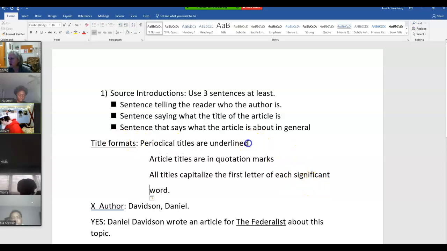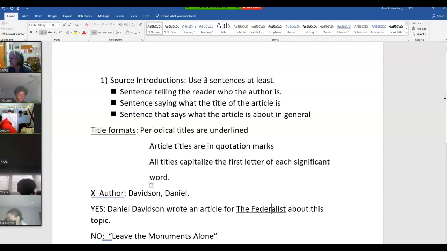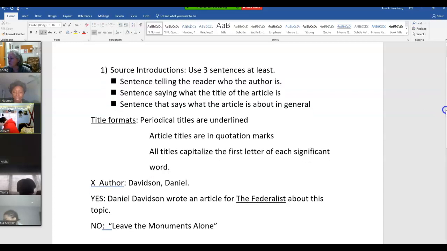Periodical titles are underlined. So the Federalist is underlined, the Atlantic is underlined, the Washington Post is underlined, CNN Wire is underlined. The Harvard Gazette is underlined. Those are all underlined. The place that it came from is underlined. Article titles are in quotation marks. And whether they are periodical titles or article titles, we capitalize the first letter of each significant word. Because it's a proper noun, the whole thing.